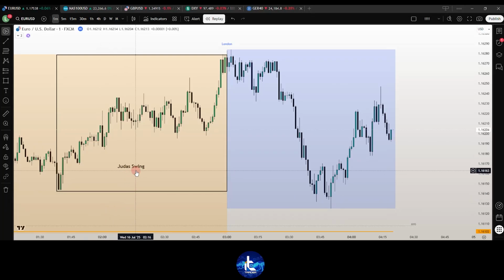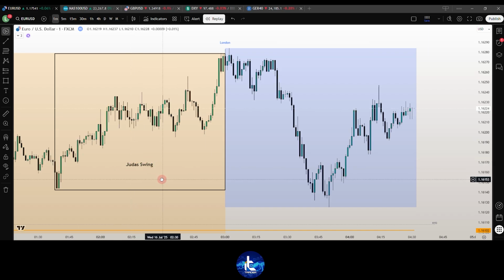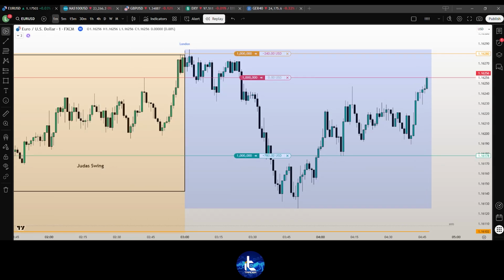Today we'll analyze one of the simplest trading strategies, Judas Swing. This strategy works because the market first deceives you and then lets you earn money. Judas Swing is one of the most understandable and logical models in the ICT concept. It's ideal for those who are just starting out and are looking for clear, repeatable entry points.